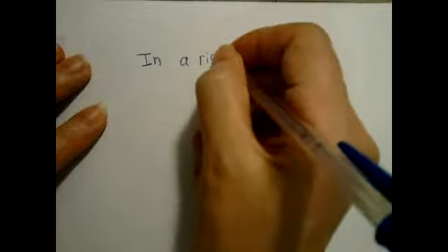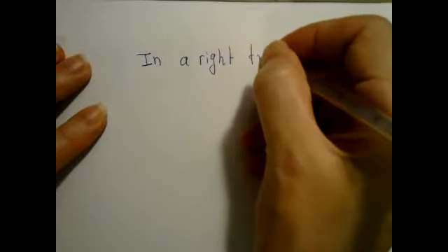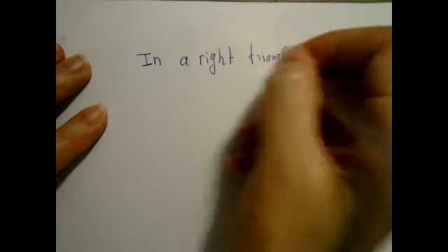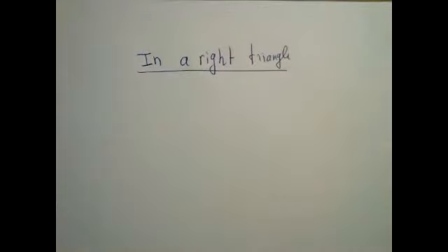Let us see a little bit what we did last time and how we're going to move forward this time. So last time we did the following. In a right triangle, it means in a triangle with a 90-degree angle, what we had was the following.